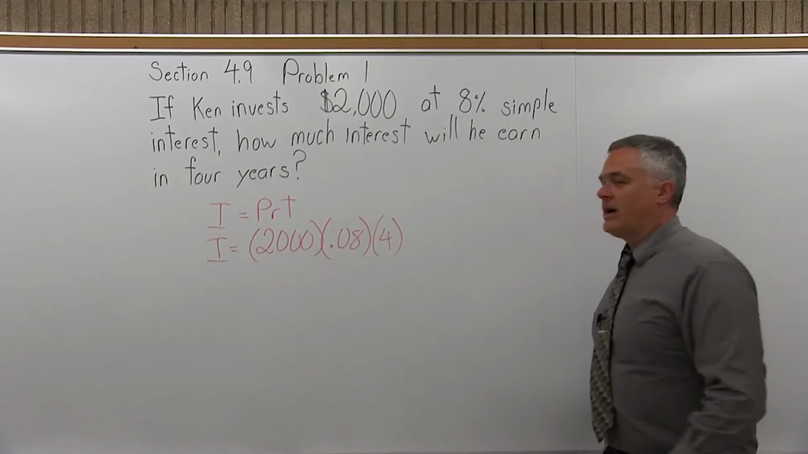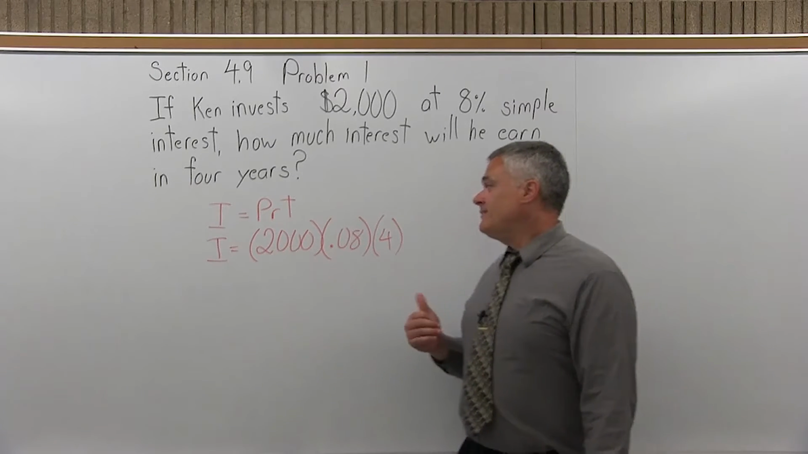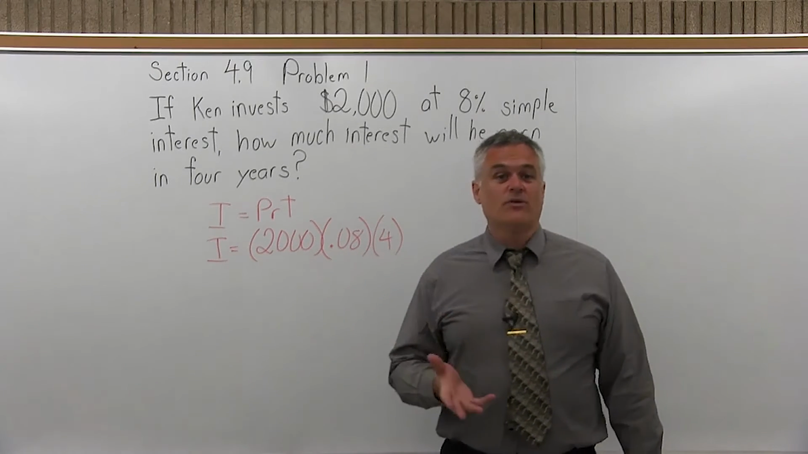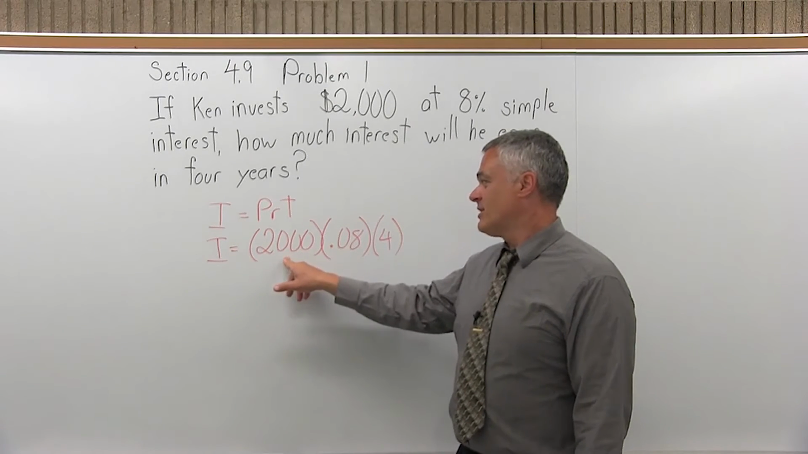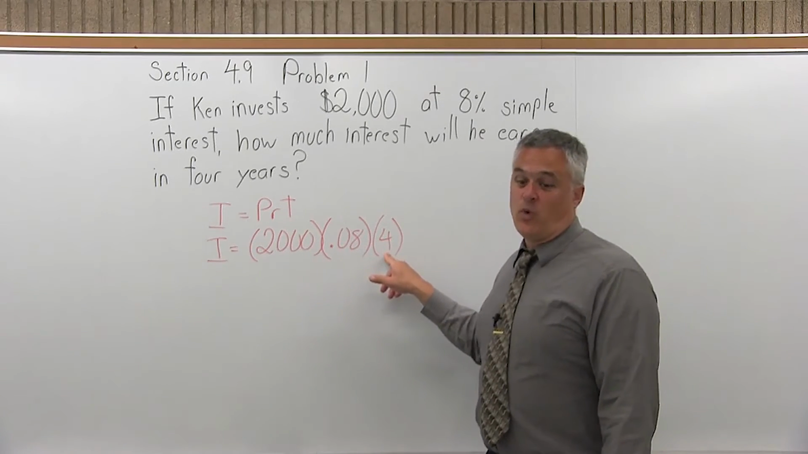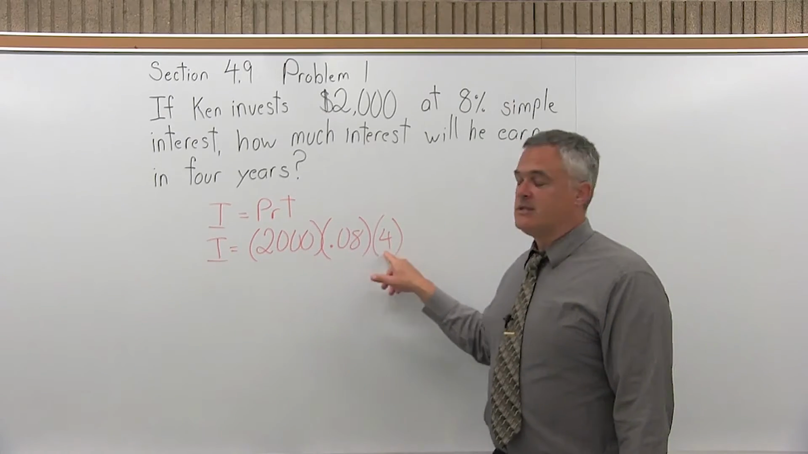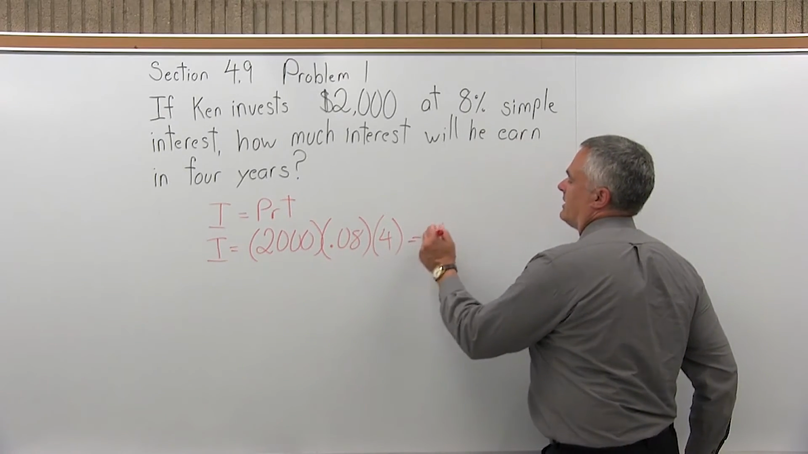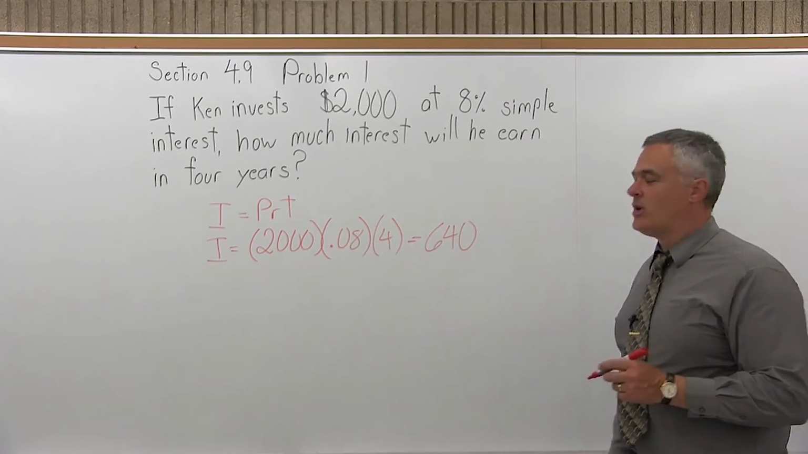And now you have to multiply. So now, if your teacher will allow you to use a calculator, and most teachers do for this section, you just simply turn on your calculator, enter 2,000 times 0.08 times 4. 2,000 times 0.08 will give you 160. 160 times 4 tells you 640. So in that 4-year period, Ken earned $640 worth of interest.